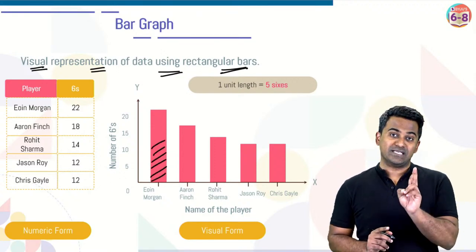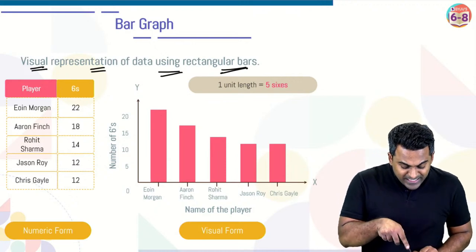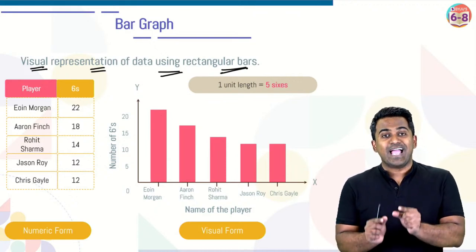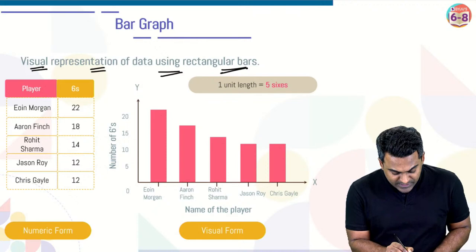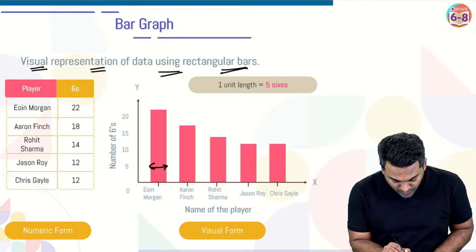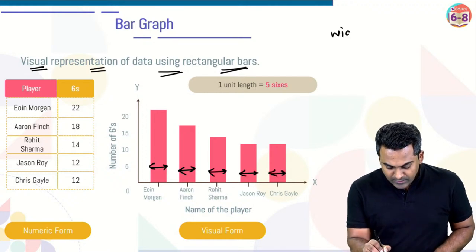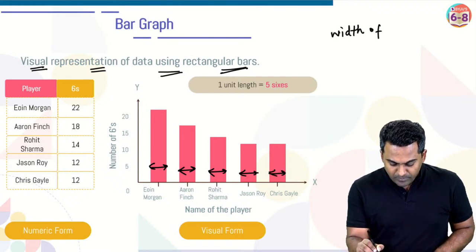Now you have to keep two things in mind. The width of these rectangular bars has got to be the same. This is what I mean when I say width. You can't have one bar thicker or thinner than the other. The width of bars has to be equal.